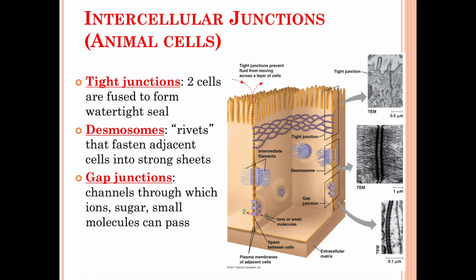The last thing to note is that there are some channels that go in between two animal cells, and these are called gap junctions. Small molecules like ions and sugars can pass through. So plant cells have the channels called plasmodesmata, but animal cells have the gap junctions.